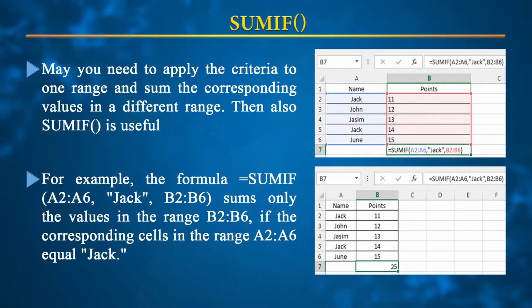So, in the cell where you had written the formula SUMIF, A2 to A6, comma, in the quotes you write Jack, comma, you select the range where points are there, the result returned will be equal to 25. I hope you understand this.